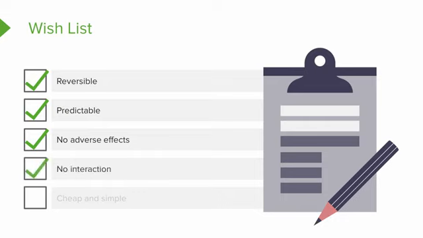No interactions. When you take two medications, you have the potential to have an interaction. And when drugs start working together, they can either impact and significantly increase the action of the drug, or they could diminish the action of the drug. And finally, we want it to be cheap and simple.